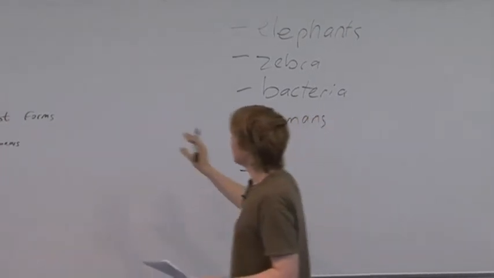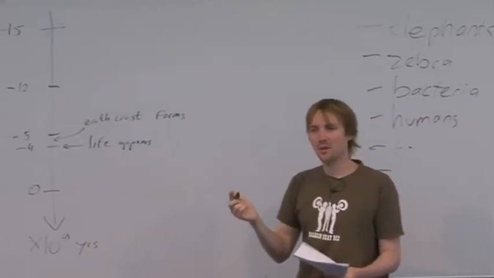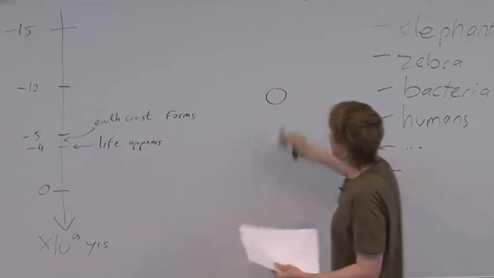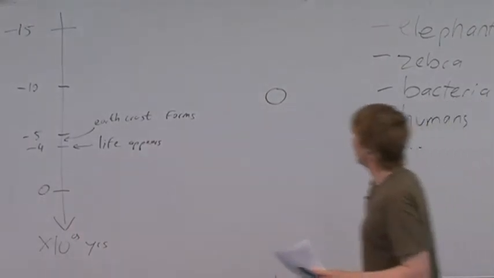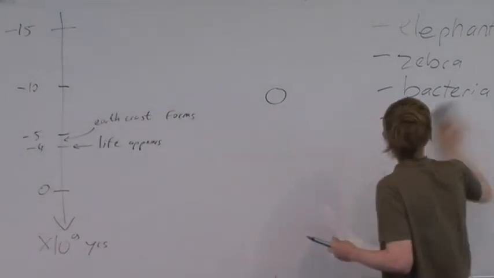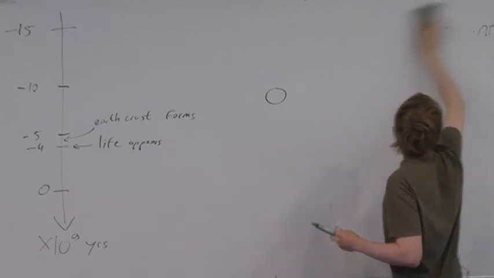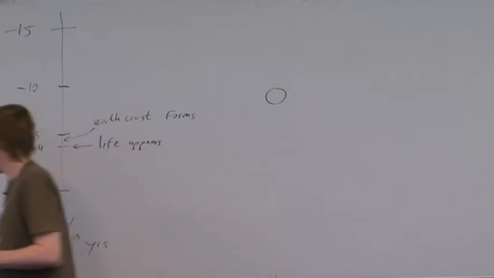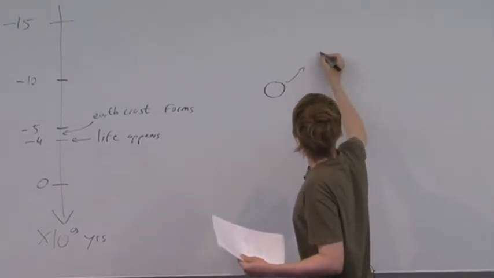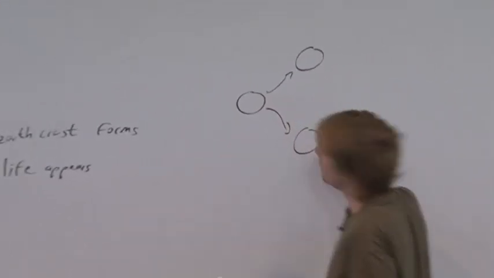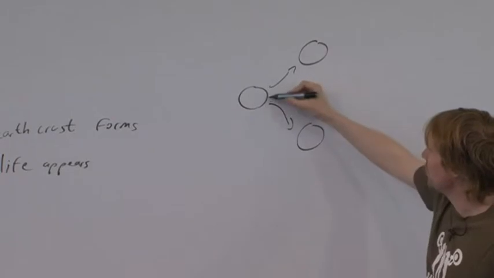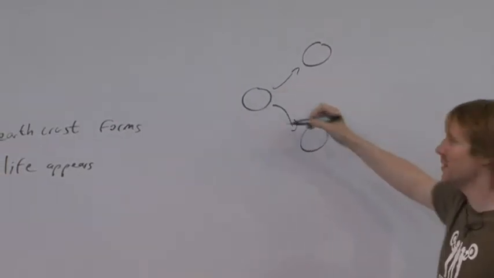Okay, so life appears, and we don't really know what this first living thing looked like. But most likely, it was a small cell that lived in the ocean. And this first form of life did something very singular, very peculiar. Namely, it divided. It made a copy of itself. And now, instead of having one cell, you had two. These two cells inherited the property of division from this first cell, so they could also divide.